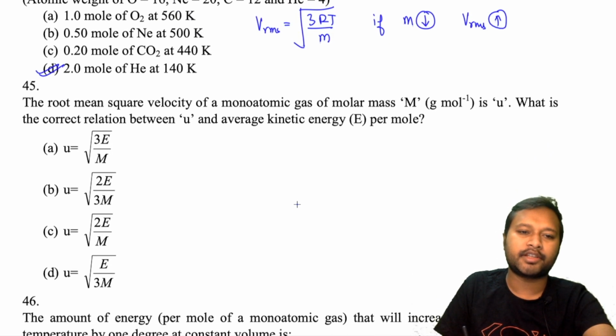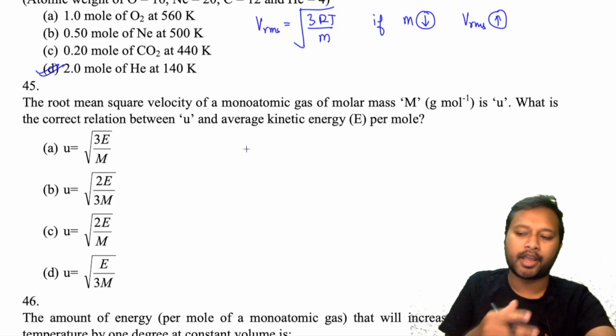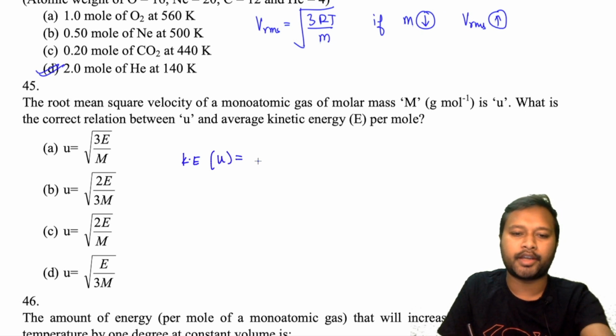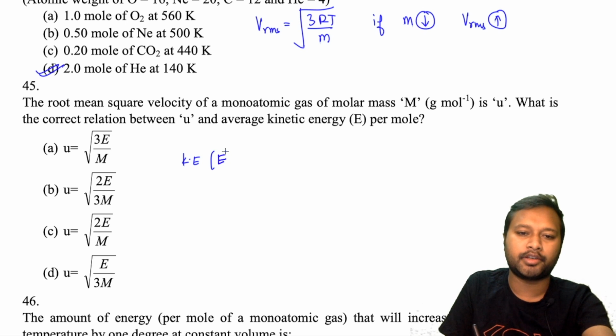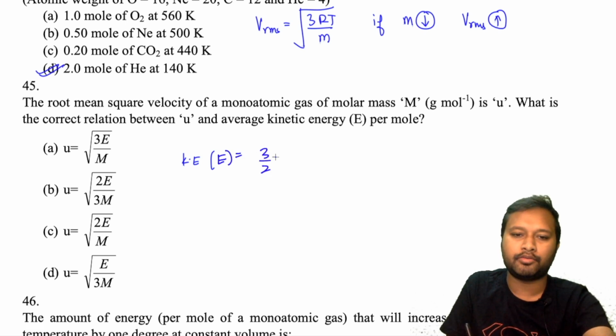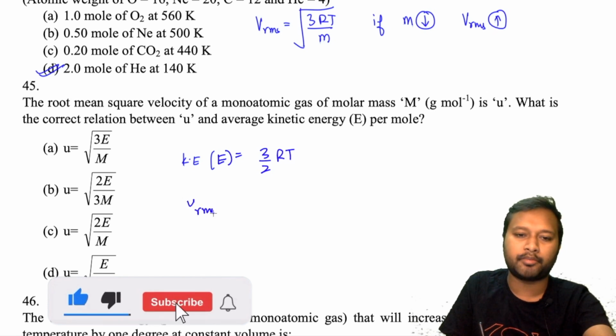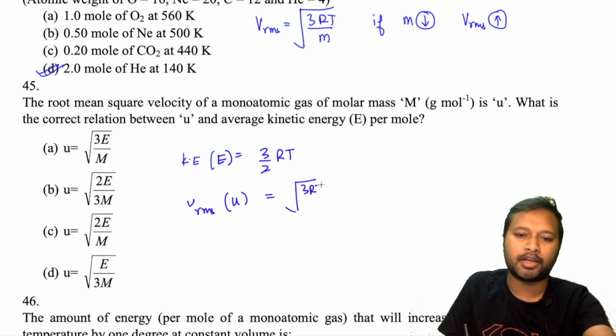The next question says that the root mean square velocity of a monoatomic gas of molecular mass M is U. What is the correct relation between U and the average kinetic energy? This is a very simple question, and I will just give you the formula. The kinetic energy, denoted by E over here, is equal to 3/2 RT, and the root mean square velocity, that is VRMS, denoted by U here, is equal to under root 3RT upon M.